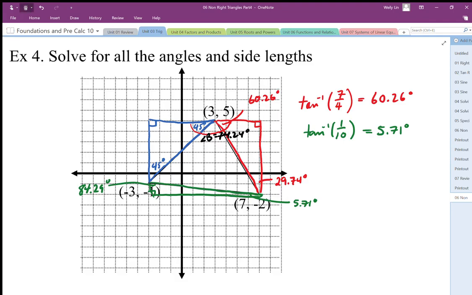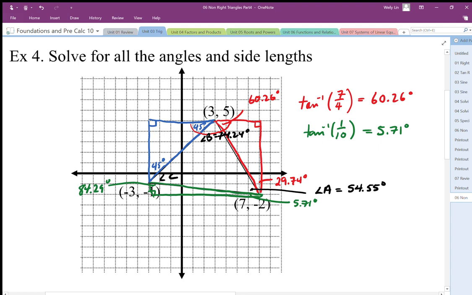Now, I can then work out the angles inside the triangle by subtracting from 90 degrees here. So this angle in here is going to be 90, so that's a 90-degree angle in here, minus 29.74 minus 5.71, and I'm going to call this angle A. That angle A is 54.55 degrees. And I can subtract from 180 to get angle C.